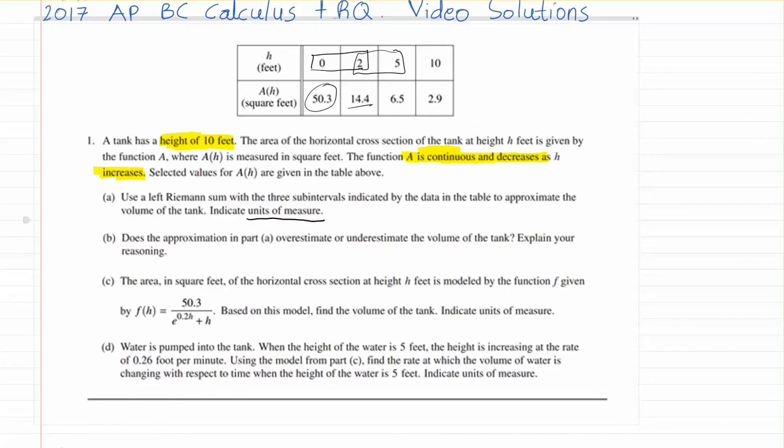Now B asks us whether the approximation is an overestimate or an underestimate. Now I highlighted that the function is continuous and decreases as h increases. So to jog our memory, let us do an example of a decreasing function. And let's not forget, a decreasing function that is continuous doesn't have to be a straight line. It could be any weird looking function that's just decreasing, from the interval of here to here. Let's label this point A and this point B.